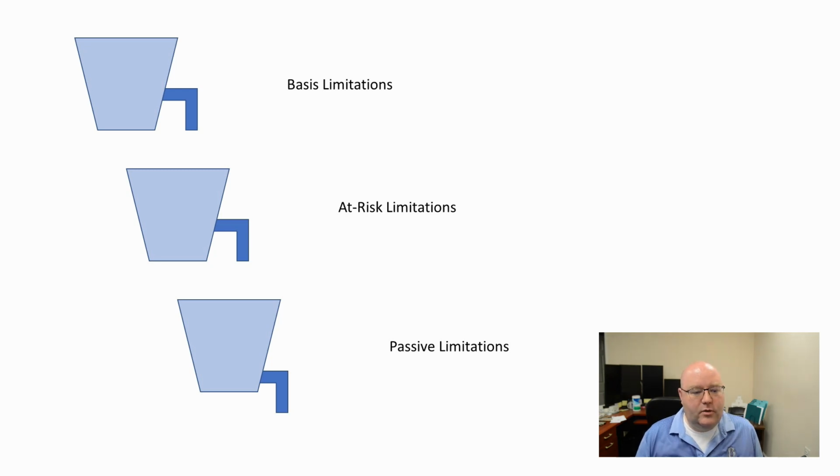The reason why we call them the leaky buckets is if you have sufficient basis in the entity you're dealing with, it allows you to take a loss under the basis limitation. Past the basis limitation, it leaks out into the risk limitations. And then if you have sufficient risk in the activity, it leaks out to the passive limitations. This is the thing we end up talking with our clients about all the time.